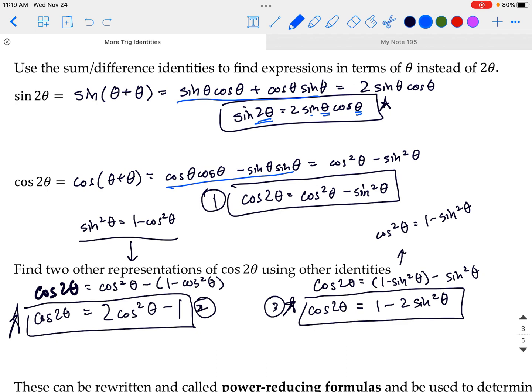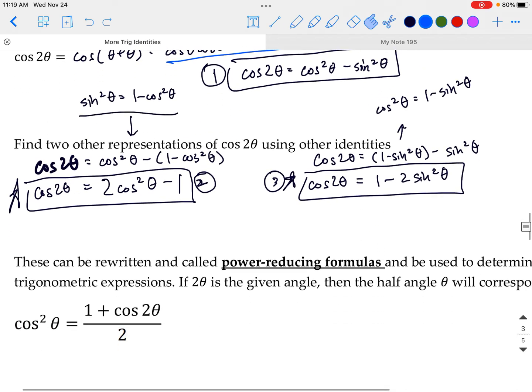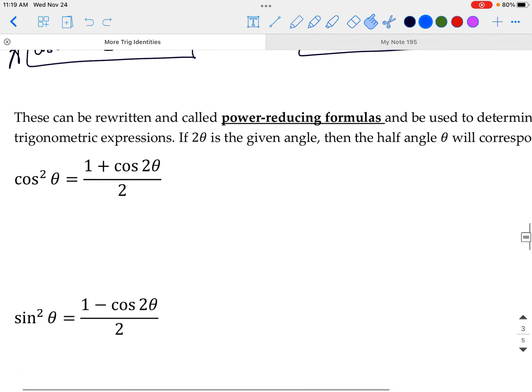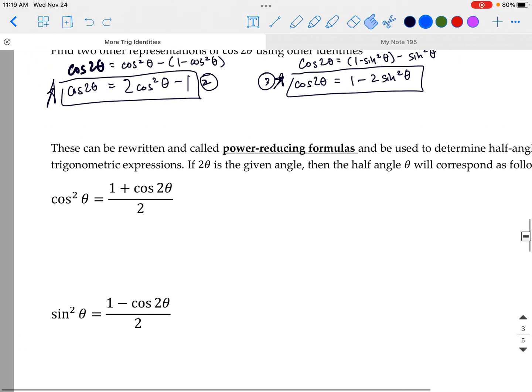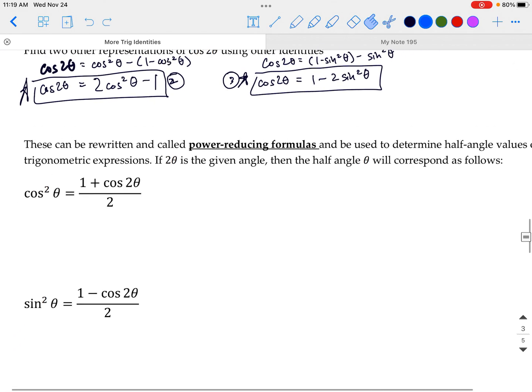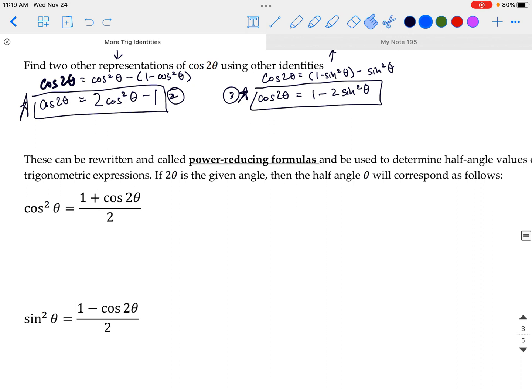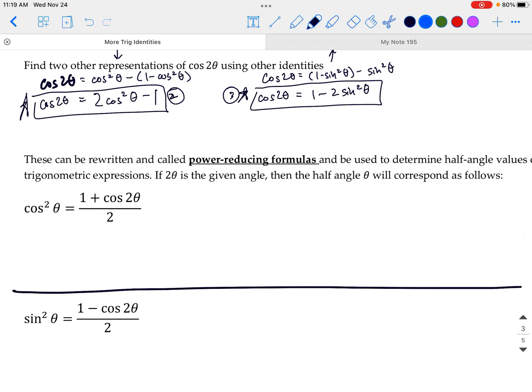And then from here, we're going to keep going. So we're going to get what we call the power reducing formulas, which are written on the left-hand side here, but we'll derive each one. So let's go ahead and split these up maybe. So we're going to use equation number 2 for this one, and we're going to use equation number 3 for this one.